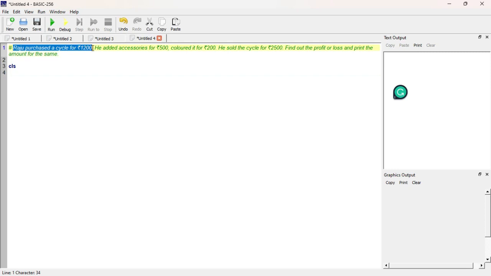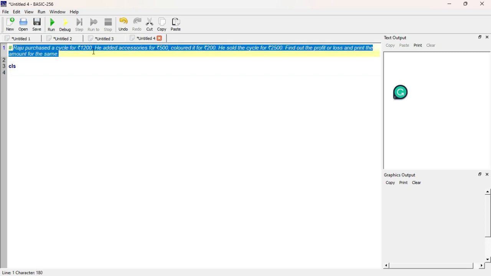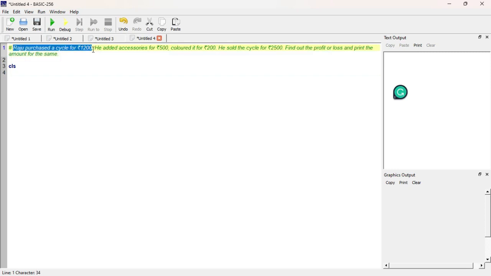Raju purchased a cycle for rupees 1200. This is the cost price. He added accessories for rupees 500, and colored it for rupees 200. So his cost price is this, and he paid 500 and 200 more for it, which will be added to the cost price. So the cost price now will be 1900.